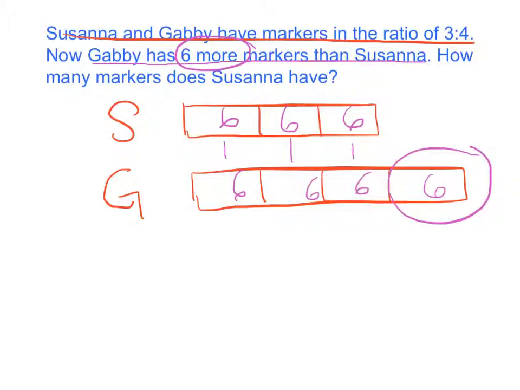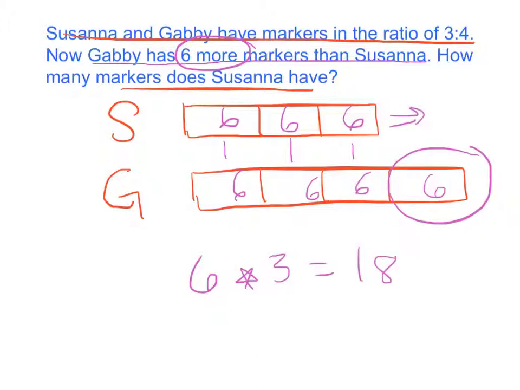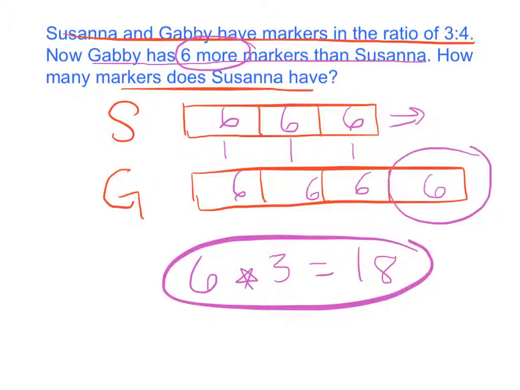So now my question to you this time is, instead, how many markers does Susanna have? And I know Susanna has 6 times 3 for right here. And then that equals 18. So that means that Susanna this time has 18 markers.